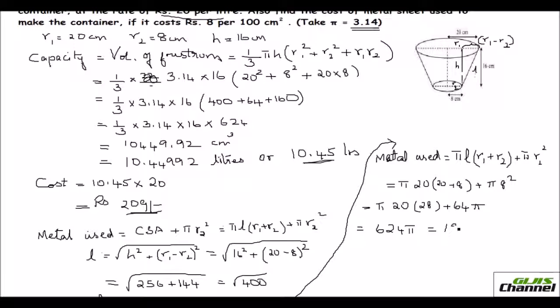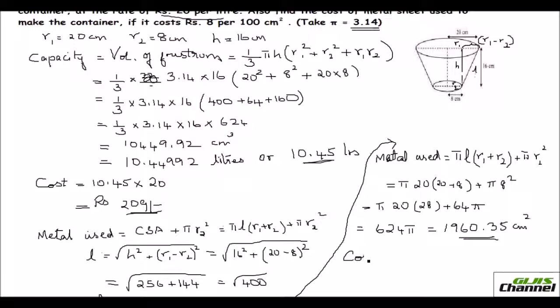Give the value of pi here, multiply it with the value of pi. So you get 1960.35 centimeter square. I'm just using the calculator for this. Now you got the metal used.